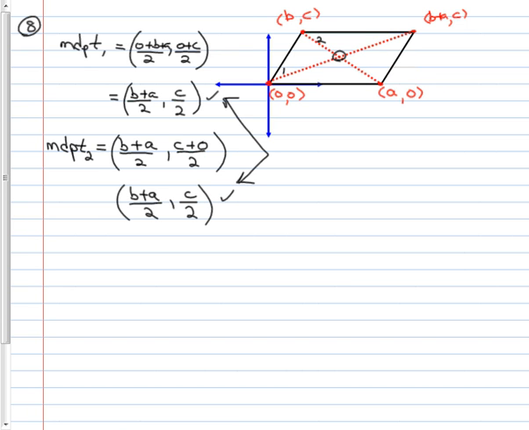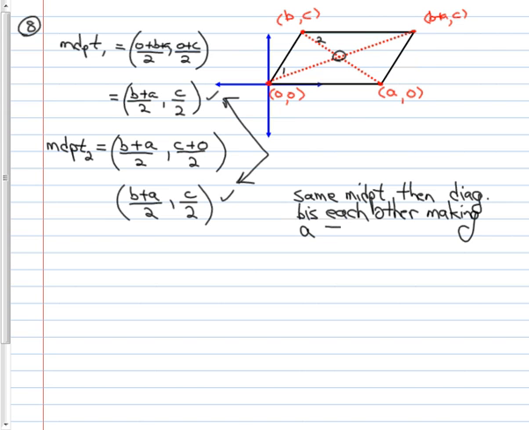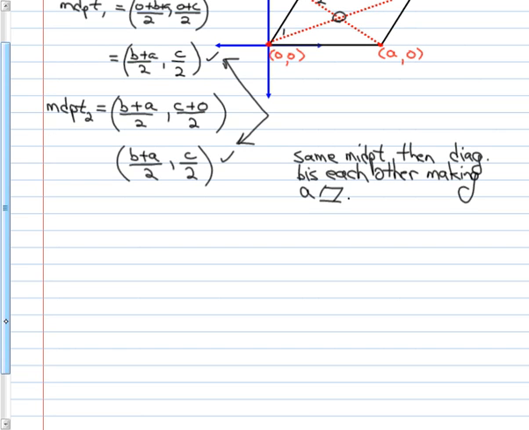Are those midpoints the same thing? There we go. So, same midpoint. Then diagonals bisect each other, making a parallelogram. That's coordinate proof in geometry. So now you're old pros at coordinate proof in geometry. Or at least you're started.